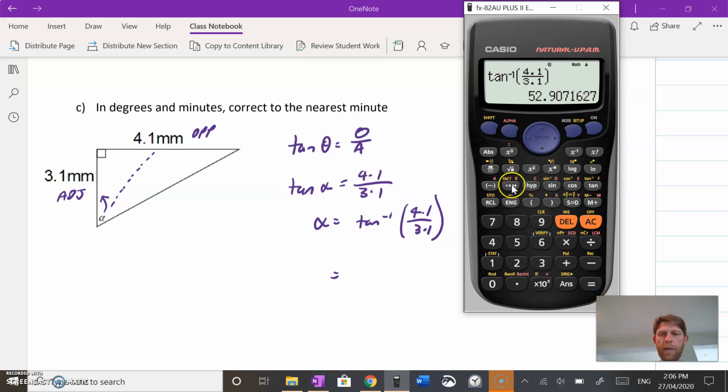In this particular case, we want it in degrees and minutes. So we'll press the degrees, minutes, seconds button. 25 seconds is not going to round up. It's going to stay where it is. So we're just going to have 52 degrees, 54 minutes.